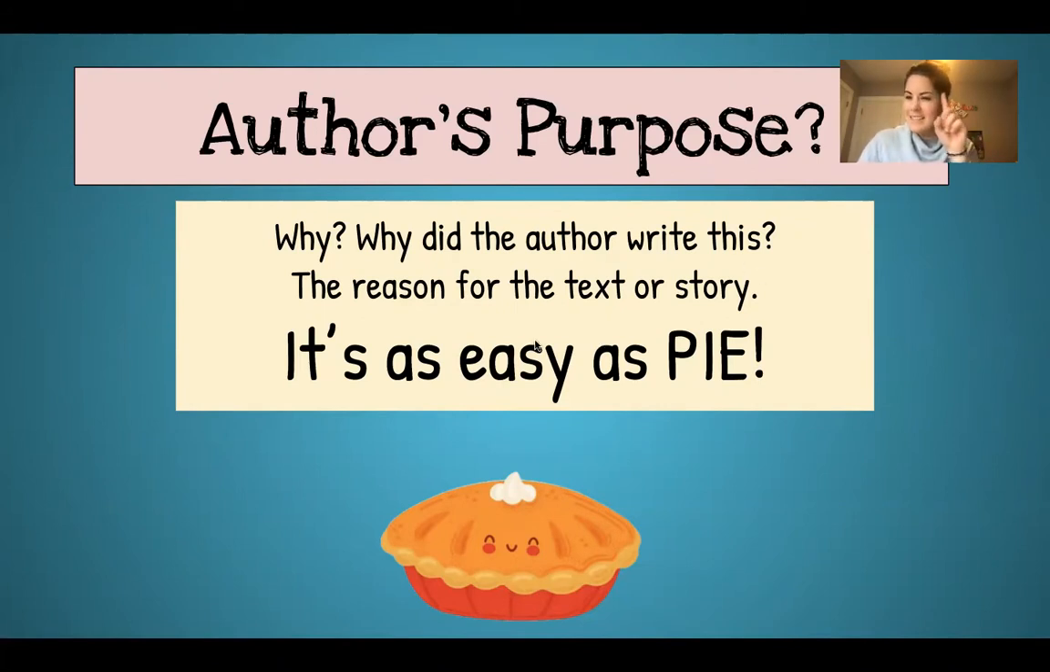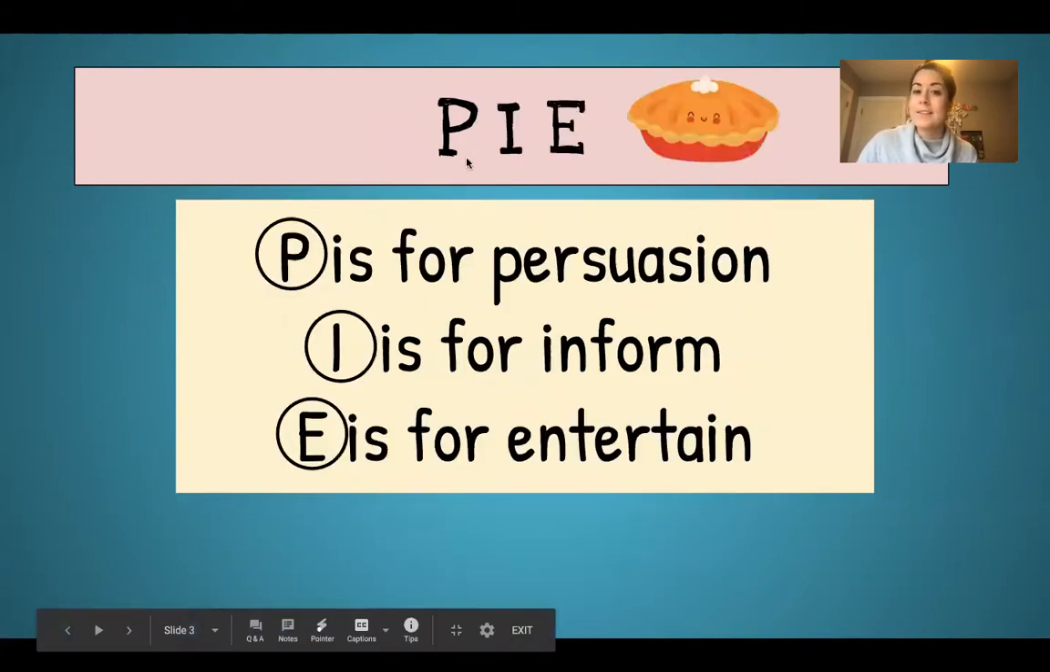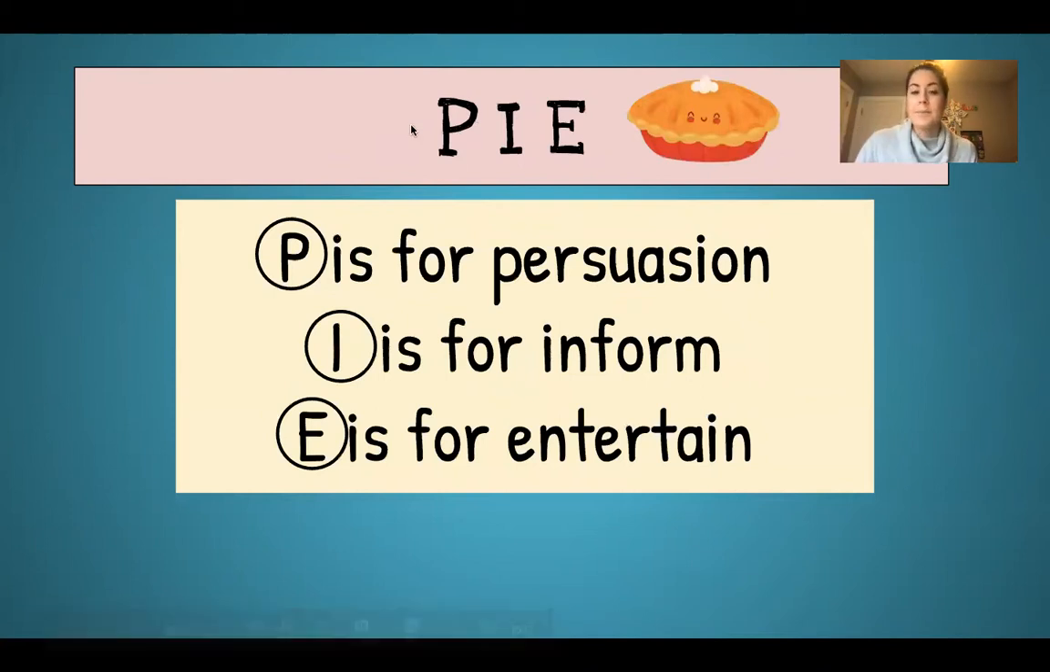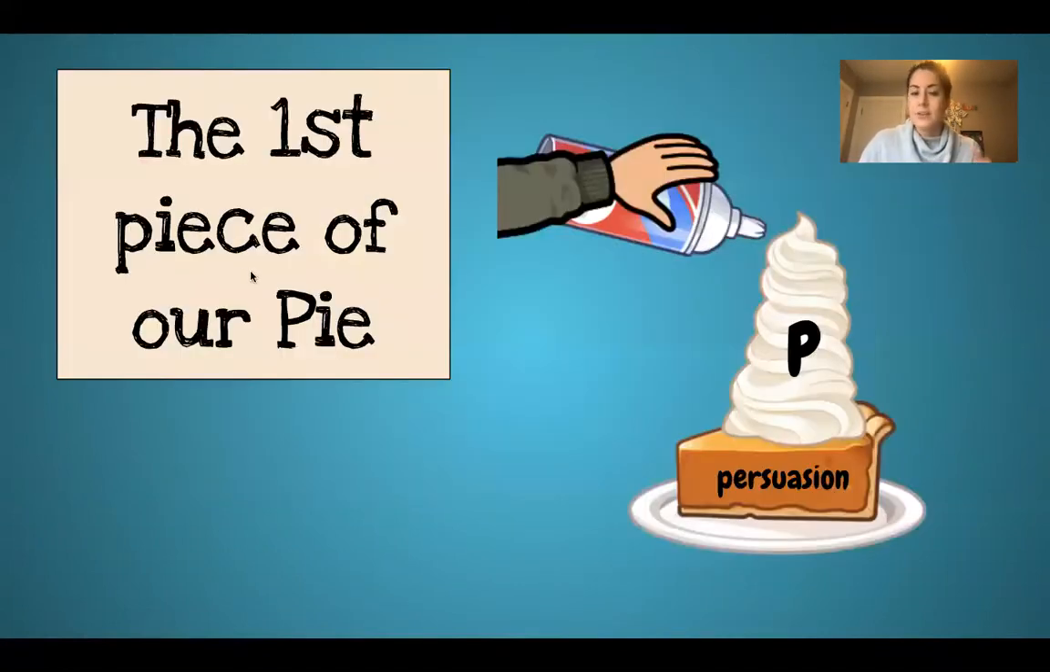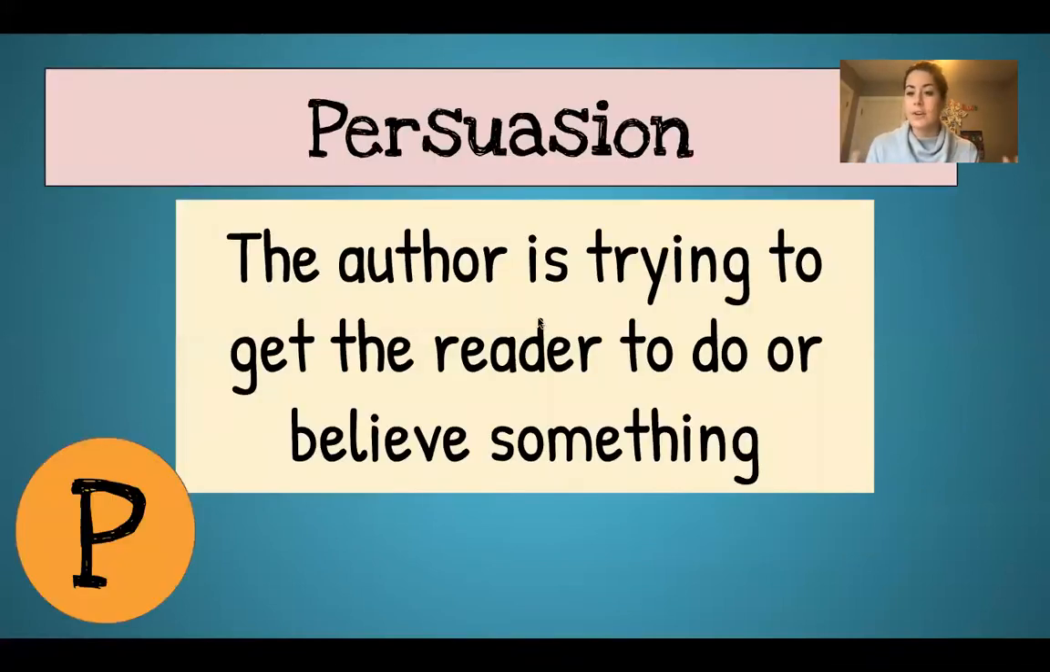And we say it's as easy as pie to remember because PIE, the P stands for persuasion. Remember, we talked about that on Tuesday. I is for inform, and E is for entertain. Now, the first piece of the pie, remember we talked about, was the P for persuasion. The author is trying to get the reader to do or believe something.